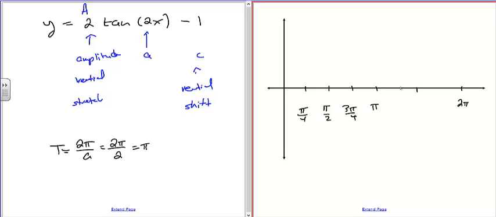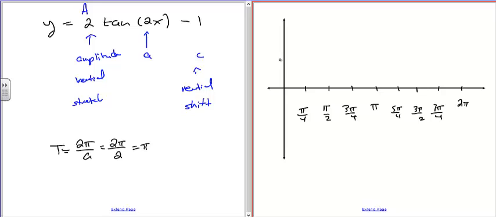Let's put some marks in here. It's always easier to divide something in half. So we have 5 pi over 4, 6 pi over 4, which is 3 pi over 2, and 7 pi over 4. So those are all equally spaced pi over 4 units.